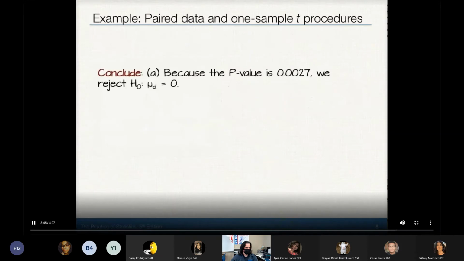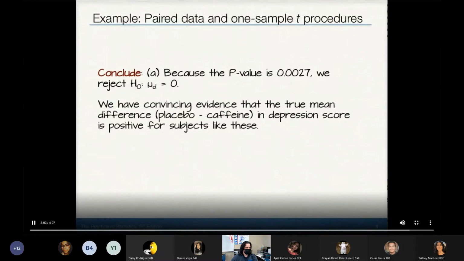Now, because the p-value is 0.0027, and that's significantly less than 0.05, we reject our null hypothesis. We have convincing evidence that the true mean difference, placebo minus caffeine, in depression score is positive for subjects like these. Now, for some additional practice with paired data and one sample t procedures, try exercise 85.